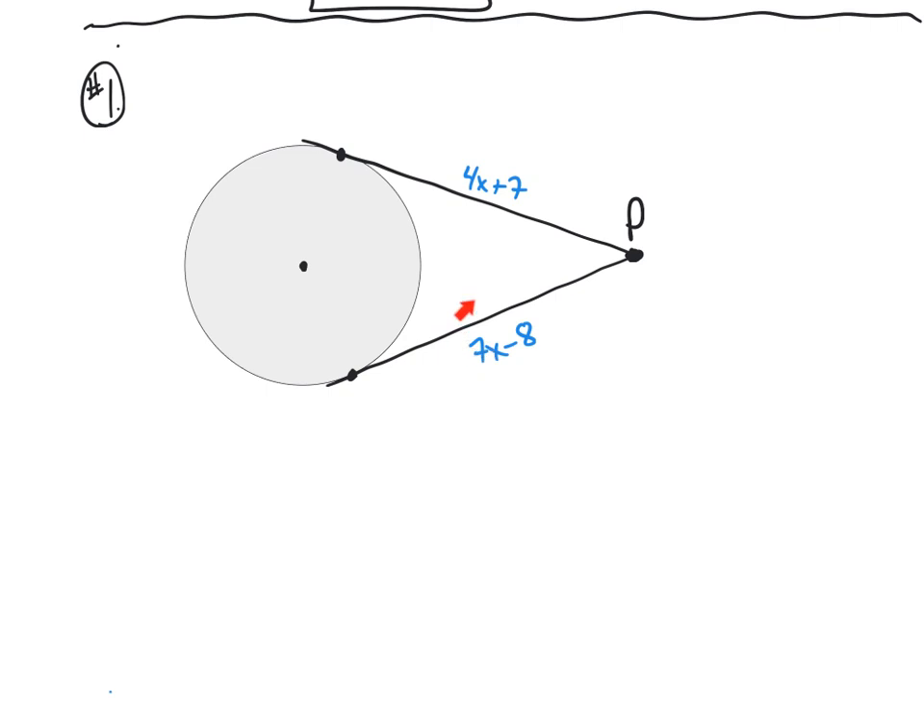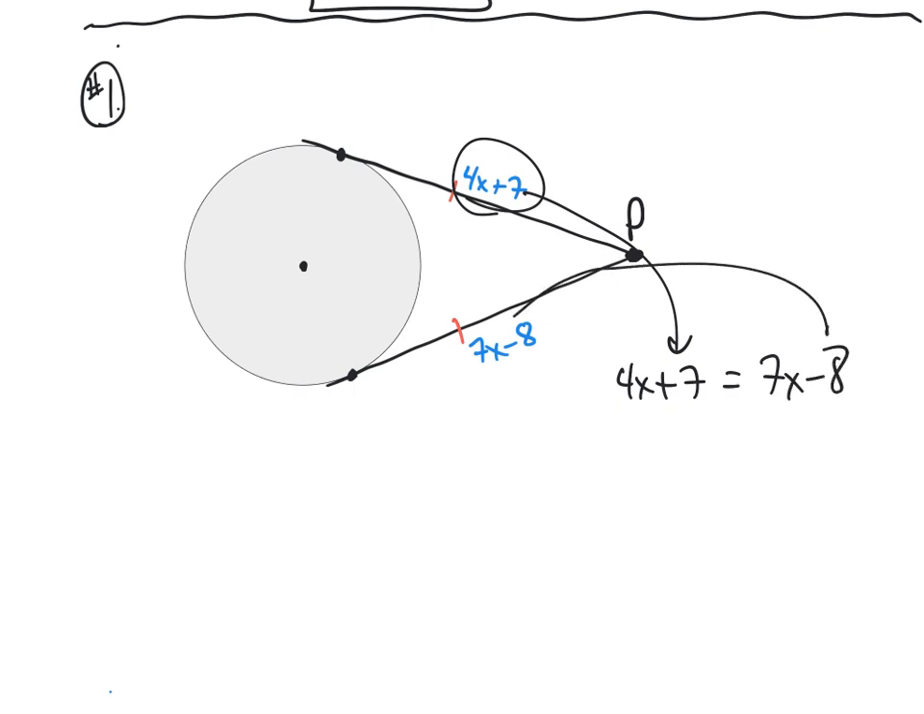Now what the theorem says is this tangent segment and this tangent segment are equal. Therefore, if I use our tick marks like we so often do, those two segments will be equal. And what that allows you to do algebraically is say that one tangent, this one, has to be equal to the other tangent, that one. Giving you guys a real easy equation to solve.